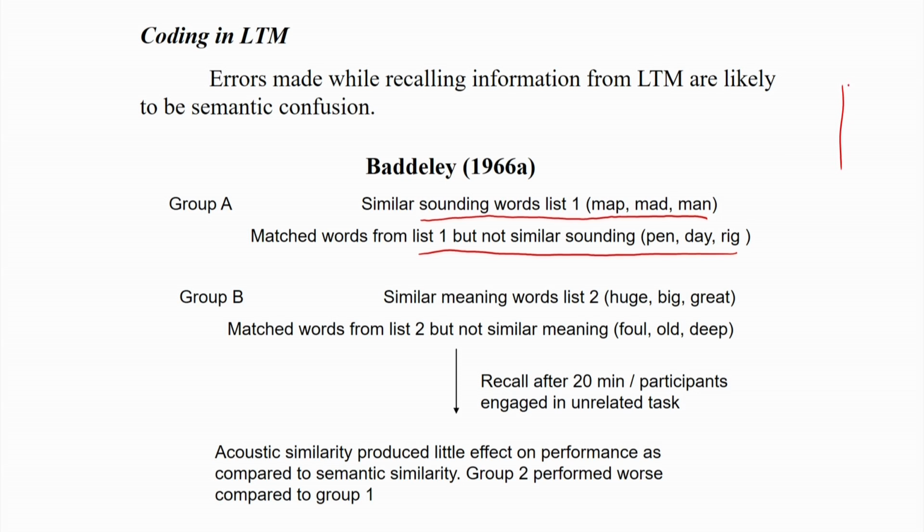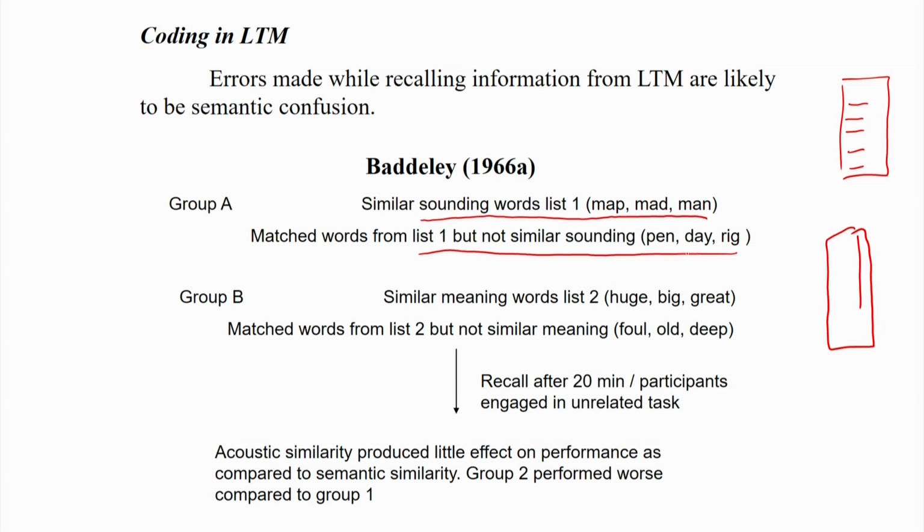So he gave two groups of people two different lists to remember. Now there are two versions of the list. In one version, people were given similar sounding words to remember, for example hen, had, heck kind of a thing, or map, madman, as written here.